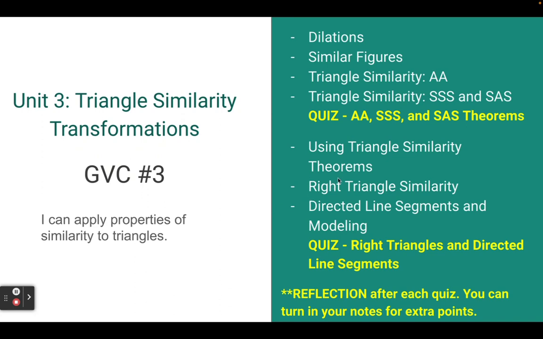And then we're going to use those triangle similarity theorems, look at right triangle similarity and directed line segments and modeling, and have a quiz on that. Because this is a GVC unit, after each of those quizzes there will be reflection, and you can turn in your notes for extra points. So I highly encourage you to take notes through all the sections and all the units. It will be very beneficial for you, but in this particular unit you'll be able to turn those in for extra points after you take the quiz.